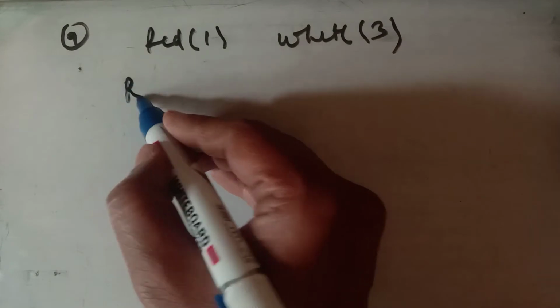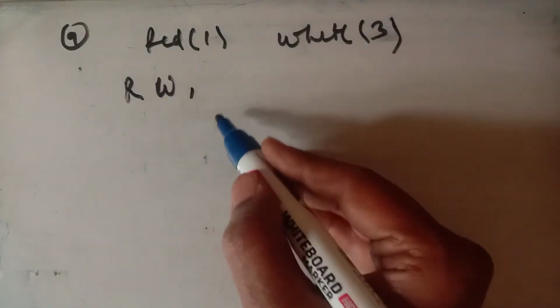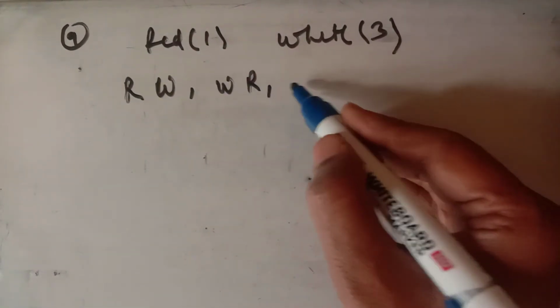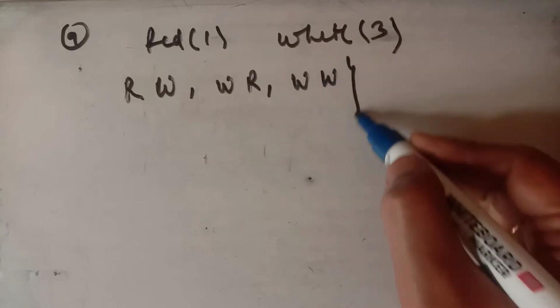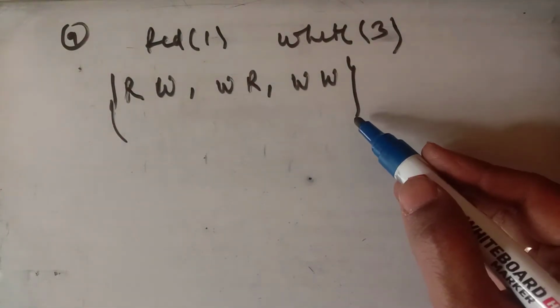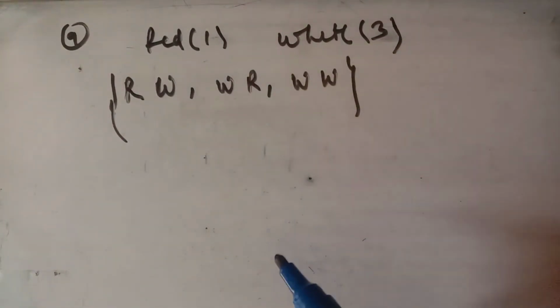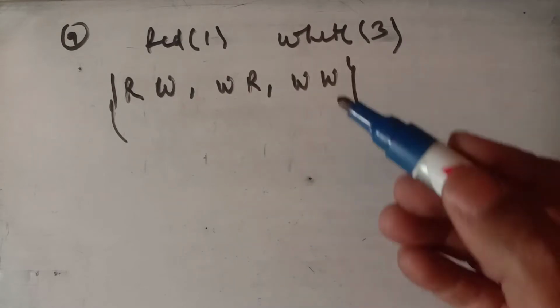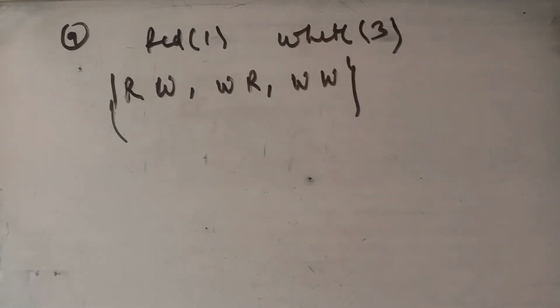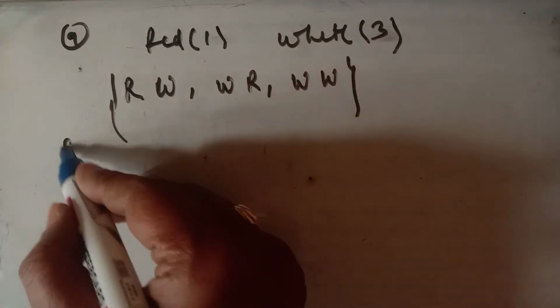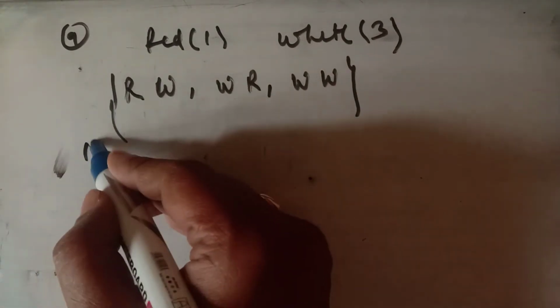Because we are not replacing it, we can have first red, second white; first white, second red; and first white, second white also. Because we are doing it without replacing, we cannot have red twice: in the bag we have only 1 red, and we have taken out the first red ball. When the first ball is not replaced, the second ball cannot be red. So this is question number 9.